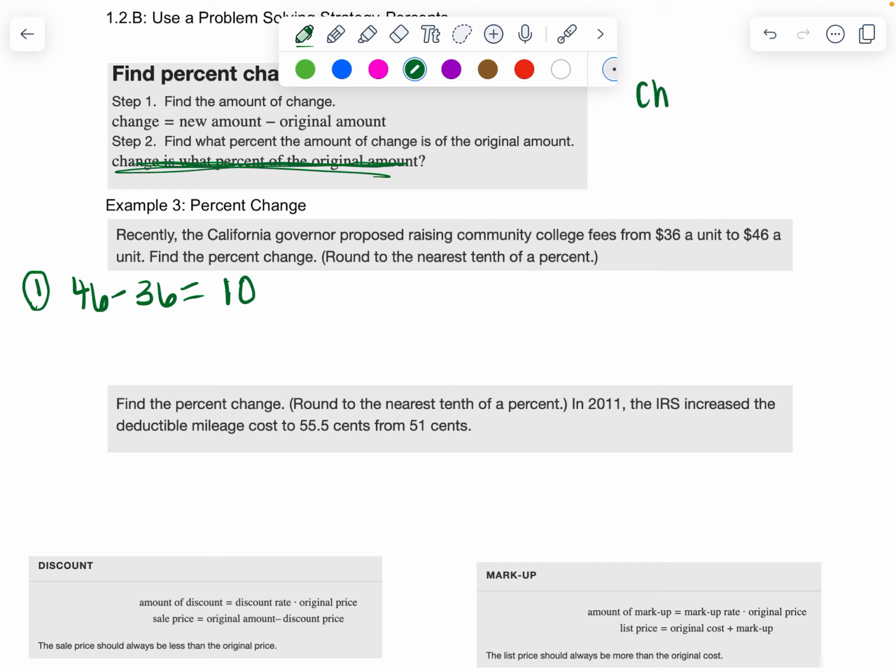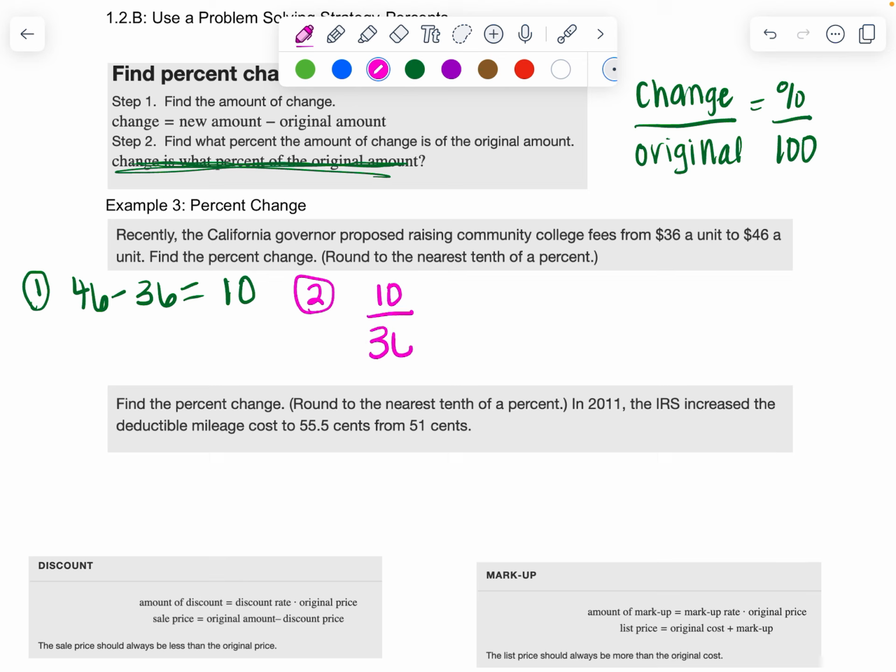And then find the percent, the amount of change as a percent of the original amount. The formula we want to use is the change over the original equals percent out of 100. So we said the change was 10. It was changing by $10. The original was $36. We're looking for the percent out of 100. Again, we're going to multiply diagonally the two numbers we know. So 10 times 100 divided by 36.